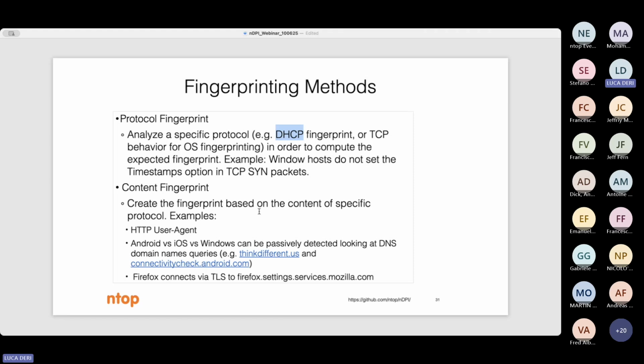Other types of fingerprints rely on other types of information, such as the user agent, for instance. And you also see the host names that are accessed by a device when it connects to the network. For instance, most devices today want to figure out whether they are connected to an open network or to a closed network that is blocked by somebody. So in this case, these are typical: thinkdifferent.us is a site accessed by an iOS device right after the connection, or connectivitycheck.android.com is the one used by other devices. Or for instance, you see Firefox settings or services.mozilla.com. Okay, this is a typical indicator for saying that this is Firefox doing this traffic.